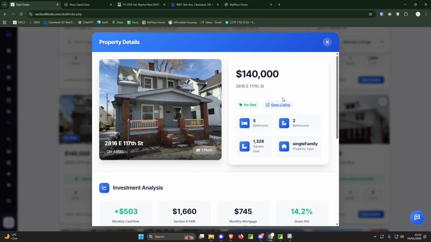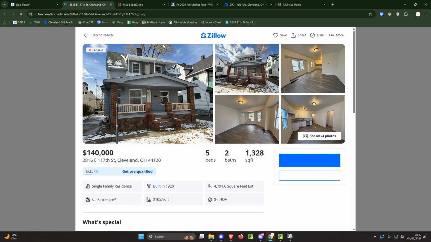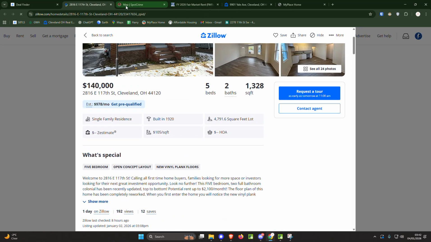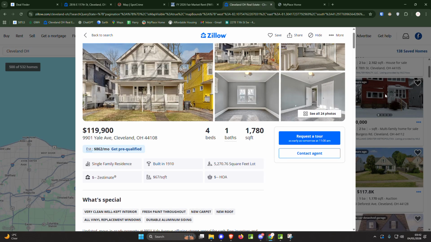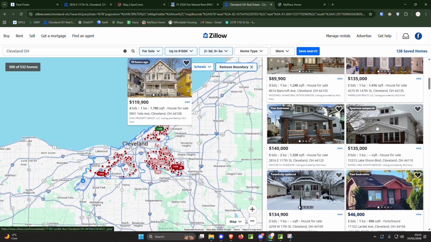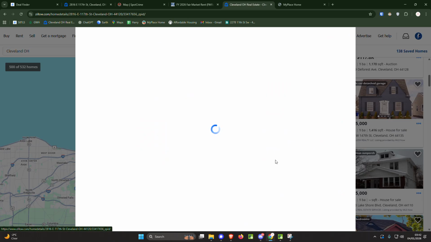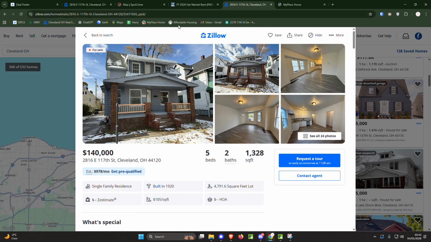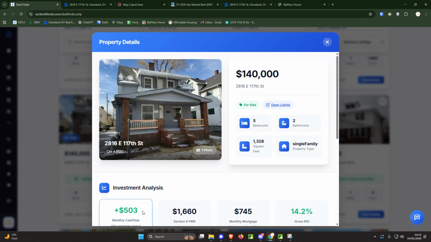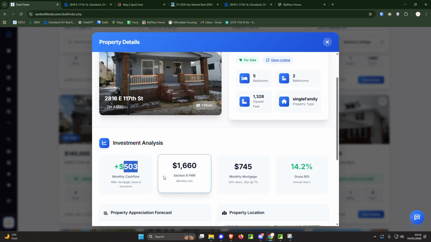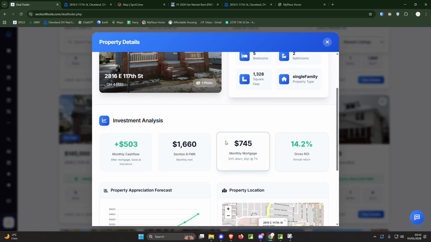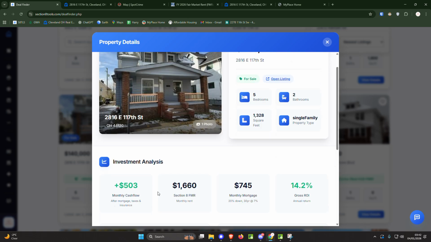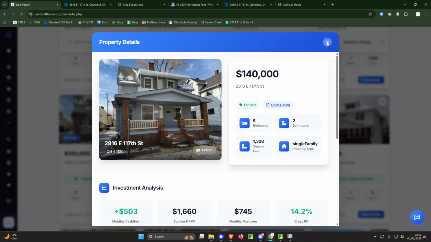For example, like this one, we scroll past this one. See, this is 1 day ago. So if we go back onto Zillow really quick, look for 1 day. There you go. Here we go. See, right here. But it automatically works it out for you. You've already got the estimated cash flow and the ROI and all that type of stuff. So that is how I do it.